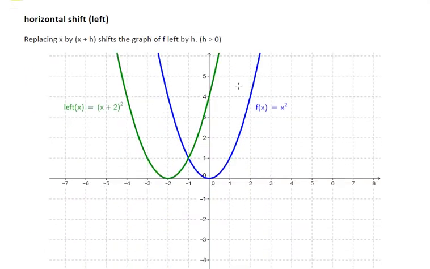Next, we have horizontal shift to the left. We start again with x squared in blue. This time we take x, not the entire function, but the independent variable x, and replace it by x plus 2. And our new function is x plus 2 squared, shown in green. It initially seems counterintuitive because we had x plus 2, but remember, we're not adding 2 to the entire function. We're replacing the independent variable x by x plus 2, and it results in a horizontal shift of the graph to the left by 2.